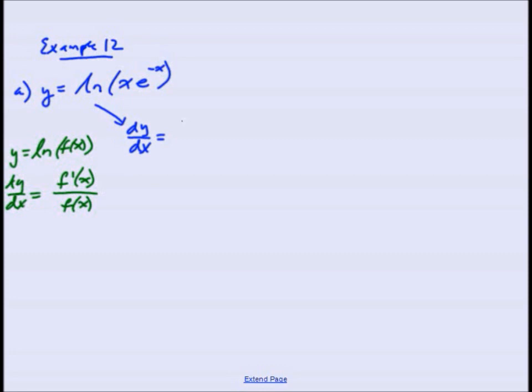The derivative of this function. So the derivative of xe to the negative x over xe to the negative x. If you wanted to write that, you could. Of course, you can leave out this step. It's not really even a step. I just write it in there to remind us what we need to do. So here we need to do an additional step, though. We're going to need to use the product rule again.